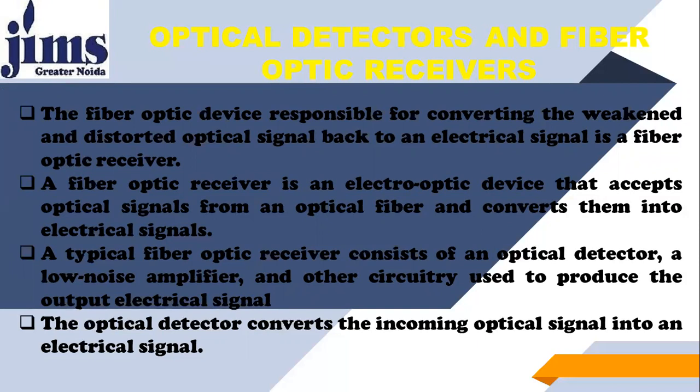The optical detector converts the incoming optical signal into an electrical signal. This is the basic function of the optical detector in the optical receiver. This electrical signal is very weak, so it needs amplification. After that, we have amplifiers so that gain is added to the signal and it becomes a little stronger, allowing the signal processing unit to do some work on it and give the final output at the optical receiver, which is a current.